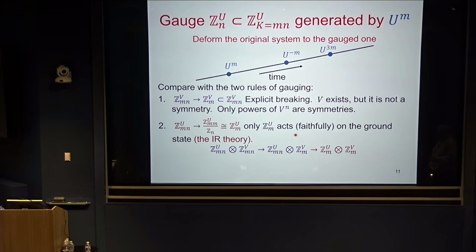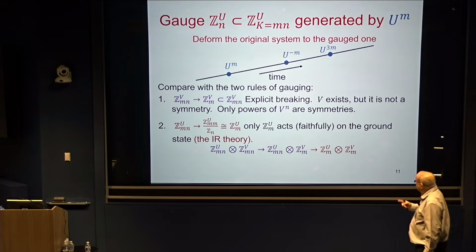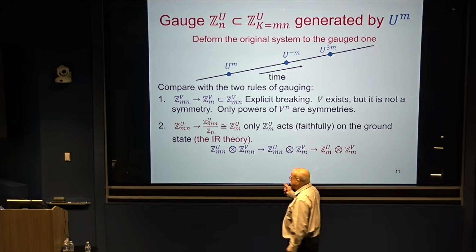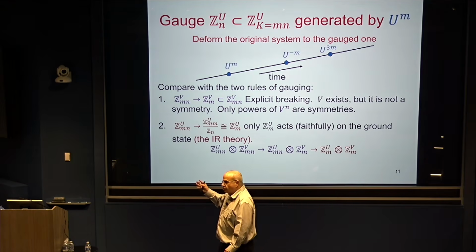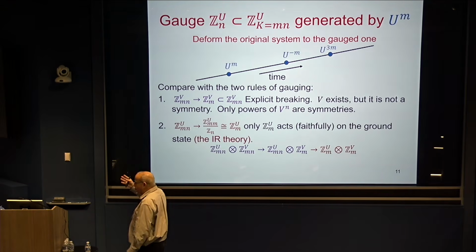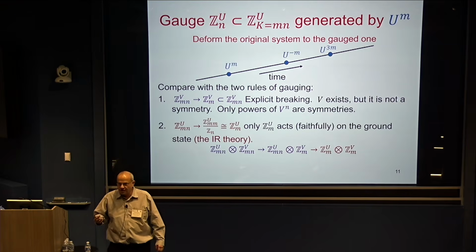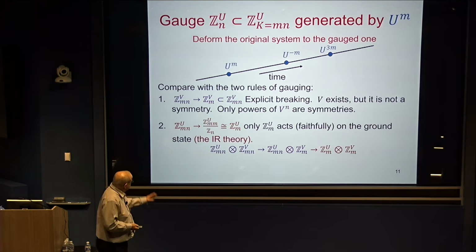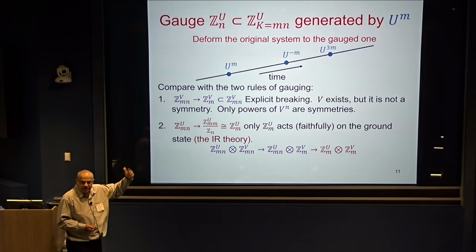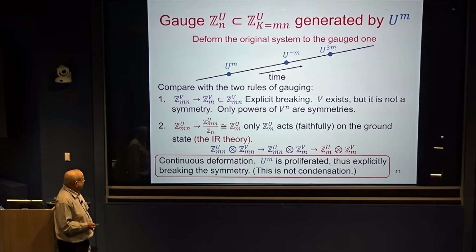The second rule was the quotient. And we have a quotient because the full symmetry still acts. The full Z to the K still acts on the big Hilbert space. But on the ground state, only the quotient acts. Because on the ground state, the full symmetry is not realized faithfully. Only a quotient of it is realized faithfully on the ground state. This is, again, saying elementary things in fancier language, but that would be helpful.